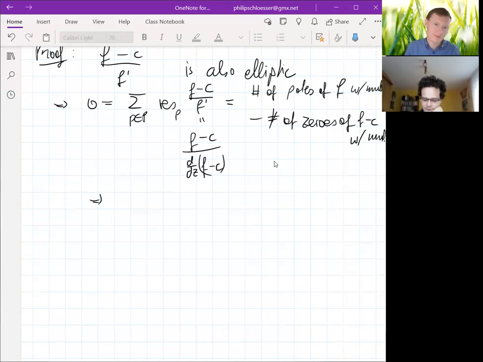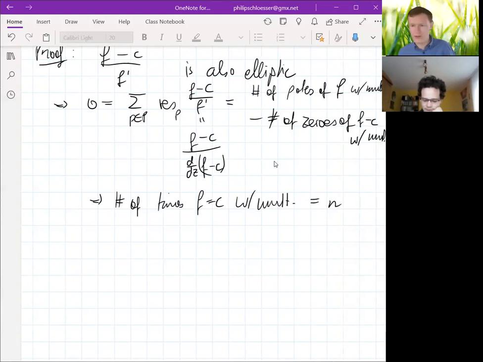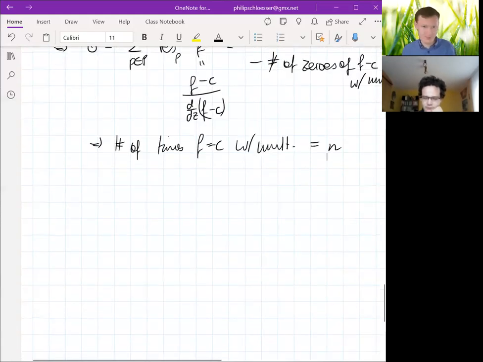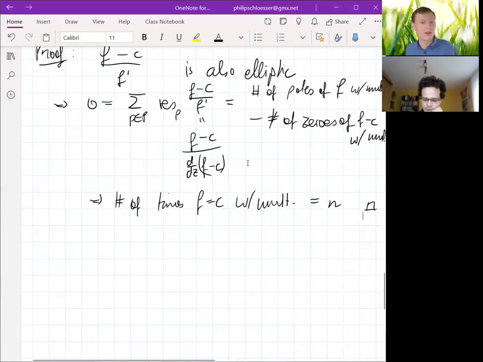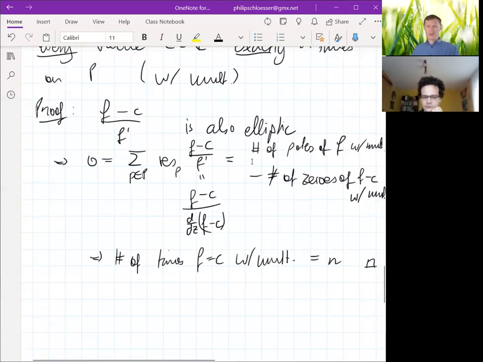So the number of times f is equal to c, with multiplicities, is equal to the number of poles of f with multiplicities, which is just n. And, well, that is what we set out to prove.